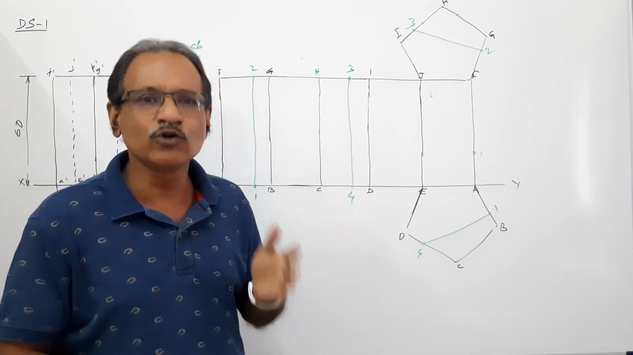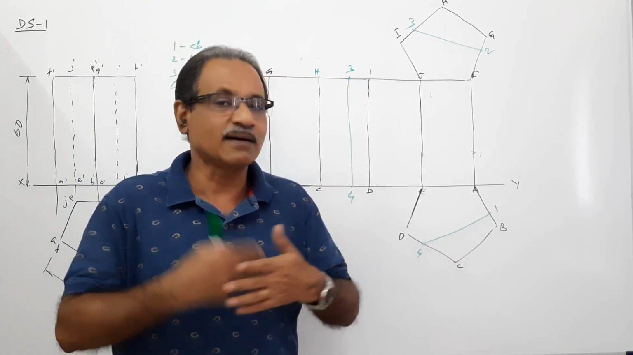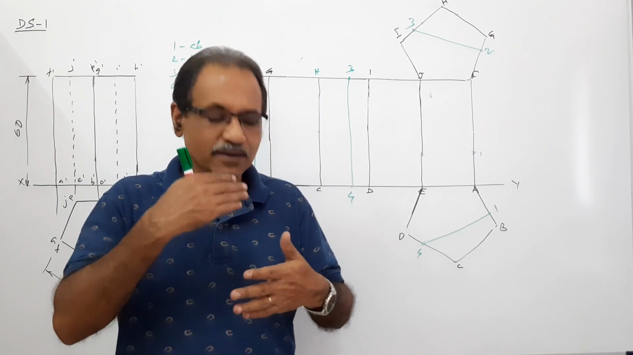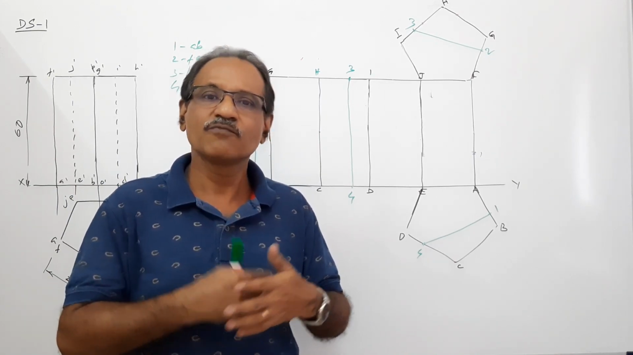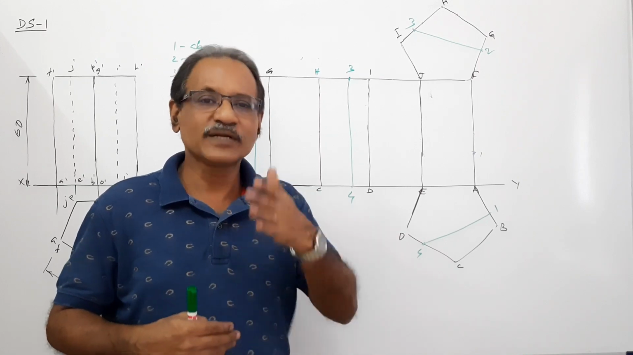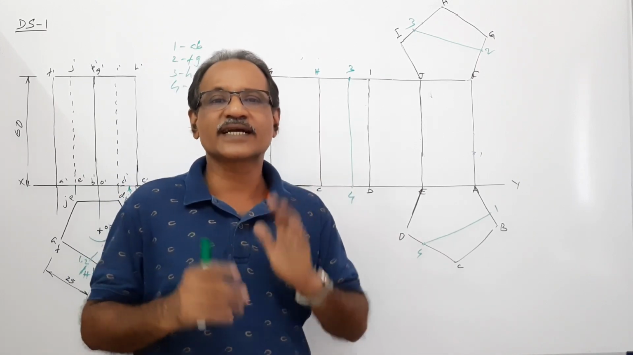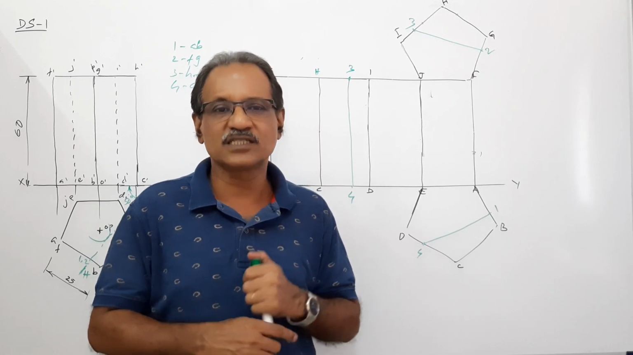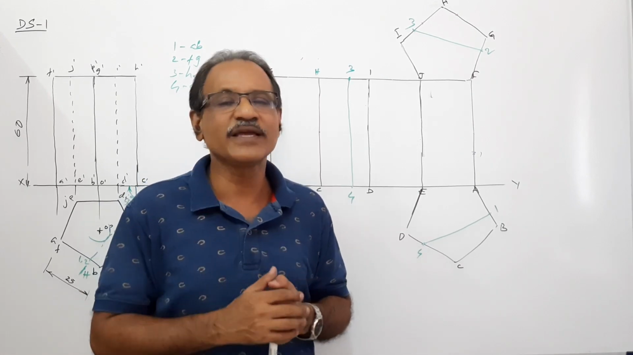We will draw separate university questions where cutting planes are there on prisms. We will do those university questions separately. There are numerous cases where prisms in various orientations are cut by various kinds of cutting planes. We will see them while solving university questions.